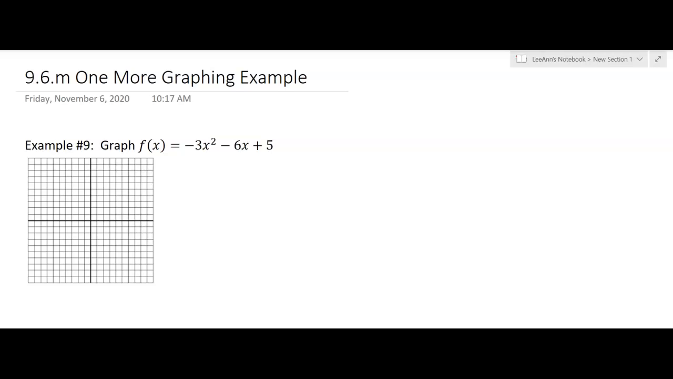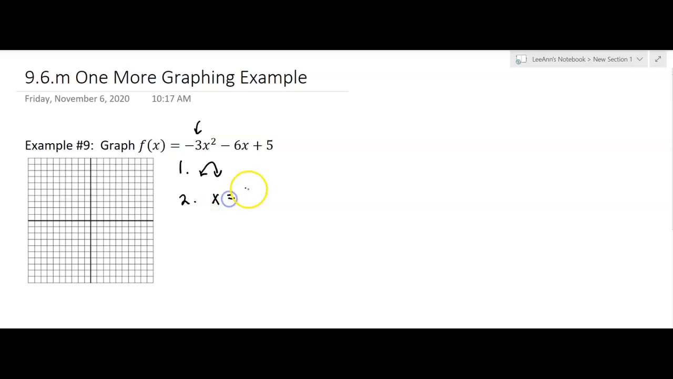So this is the last one we're going to graph, and then we're going to do something else. So I wanted to pick one that was upside down. So step one, I already gave it away, but it's upside down because it's got a negative a. Okay? So step 2, we want to find the axis of symmetry.